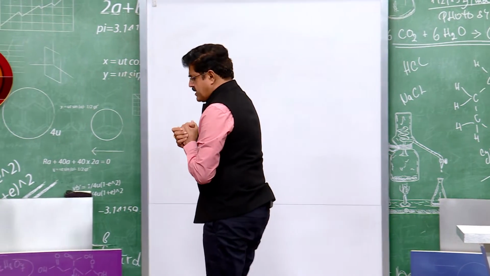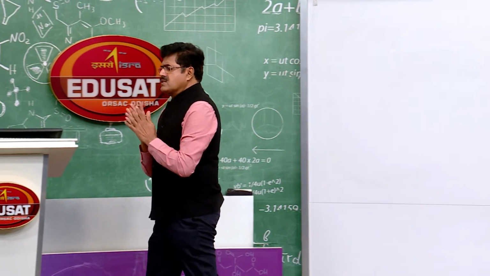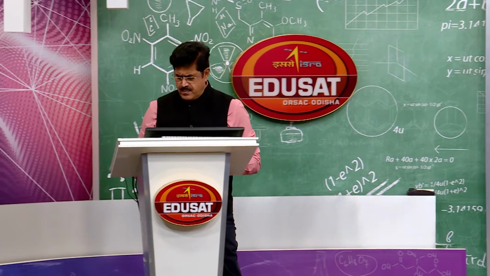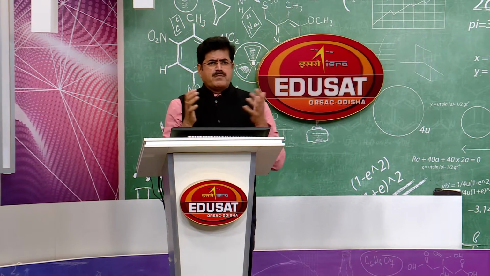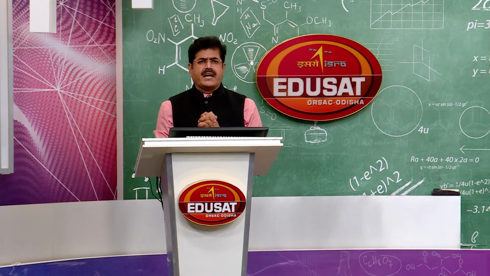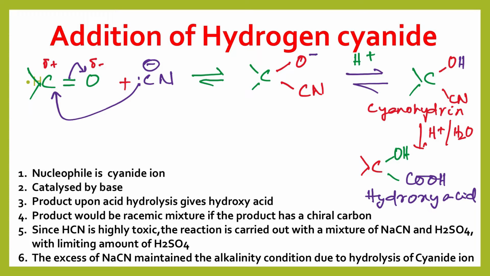Coming to the nucleophilic addition. In the last class, the first nucleophilic addition we discussed was the addition of hydrogen cyanide. Just have a look once again at the TV screen where the addition of hydrogen cyanide is explained. CN minus is the nucleophile, it attacks the carbonyl carbon, resulting in the alkoxide ion, which abstracts the proton to give cyanohydrin. This cyanohydrin upon acid hydrolysis gives hydroxy acid. This we have already discussed in the last class.